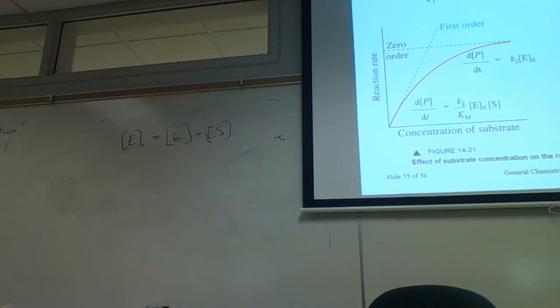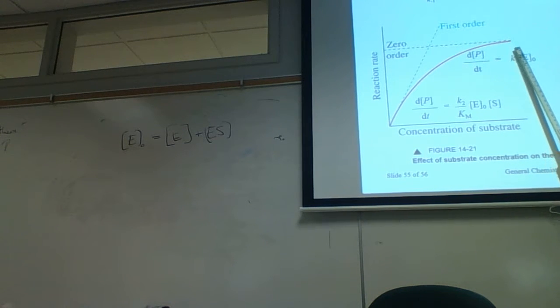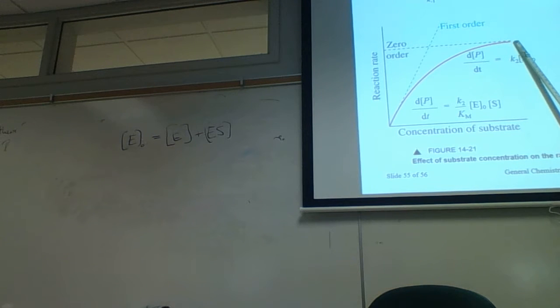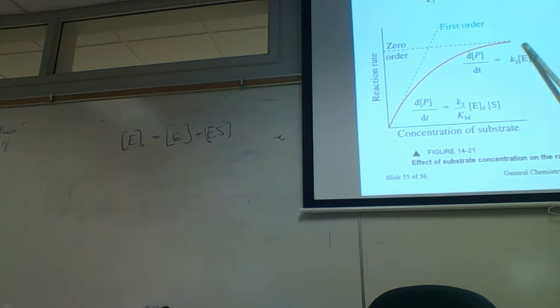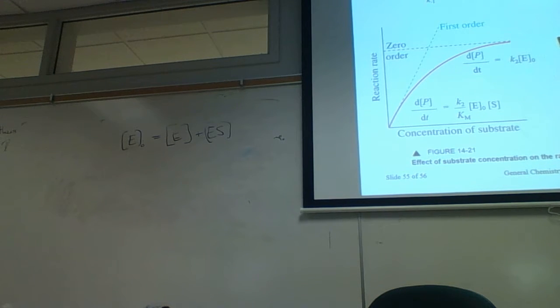And so these are the 2 equations that define the 2 parts. At low substrate, it's first order in substrate. At high substrate, it's first order in enzyme. So the only way we can speed up the reaction is to double the amount of enzyme. If we double the amount of enzyme, then we can double the rate. But nothing's going to happen otherwise, because we have too much substrate, not enough enzyme.